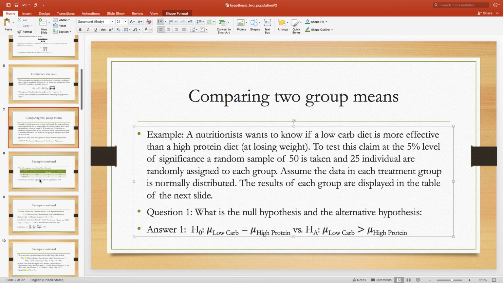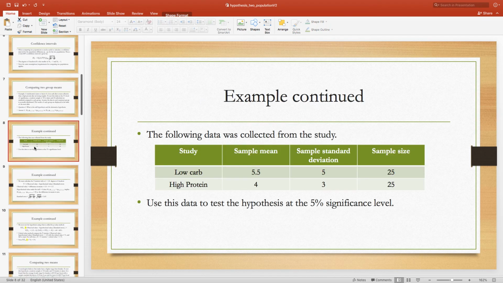And here's the data to support this claim. So we have our study here, the low carb and the high protein, and here's the sample mean of weight lost. For the low carb, it's 5.5, so it's higher, and for the high protein, it's only 4 pounds. Now the sample standard deviation is higher in the low carb, and for the high protein, it's only 3 pounds. Okay, our sample size is 25 each.